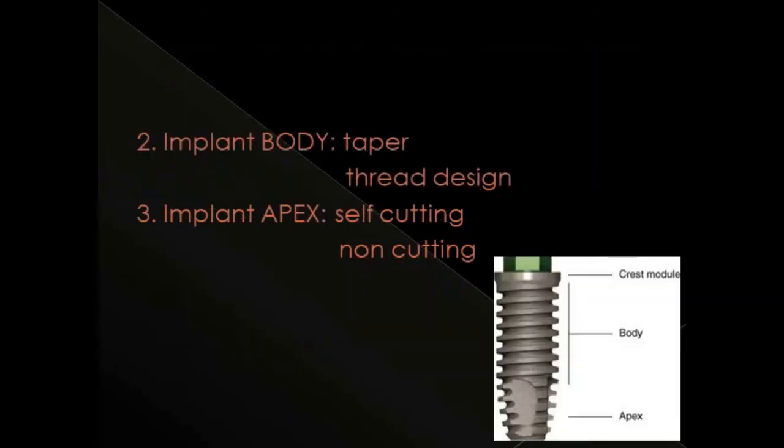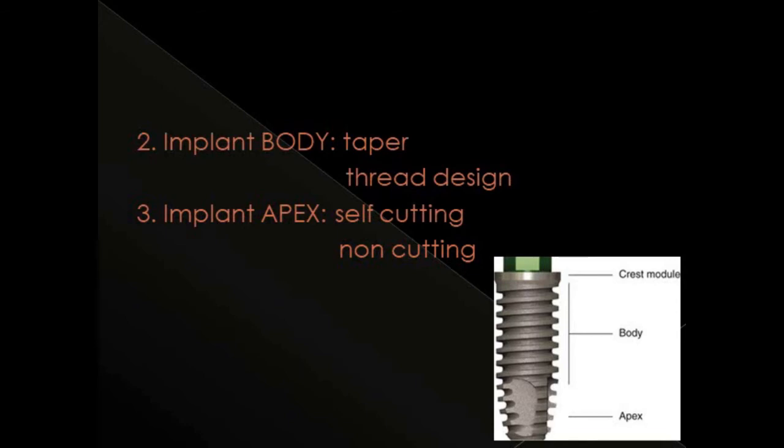Next comes the body of the implant. This is the part between the crestal module and the apex of the dental implant. This body of the implant can also be described under the taper as well as the thread design and other special features. So what is taper? It is the parallelism between the walls of the implant, and based on taper it can be of three types, that is cylindrical implant, root form implant and bio implant.